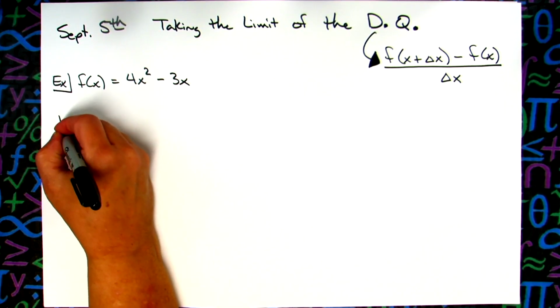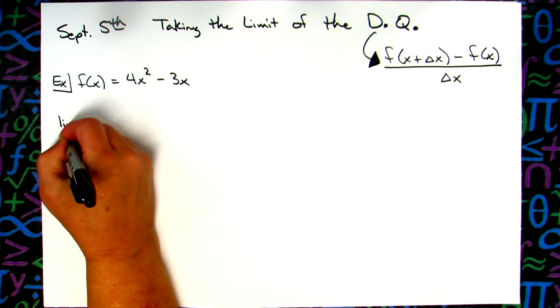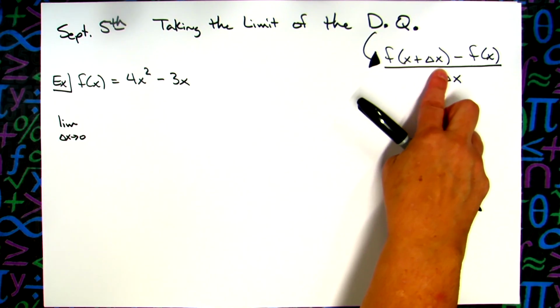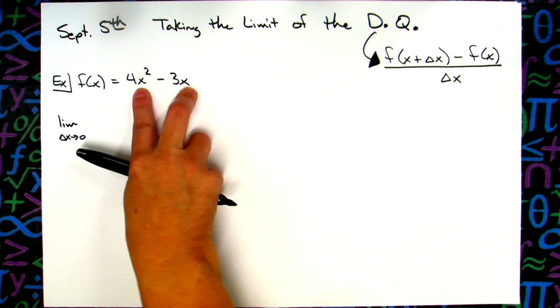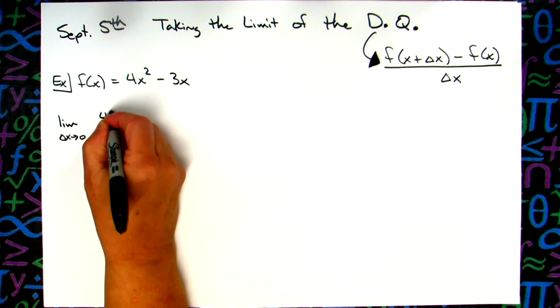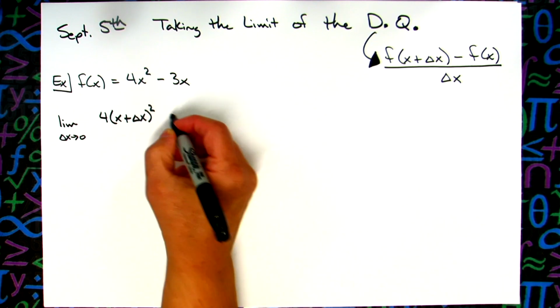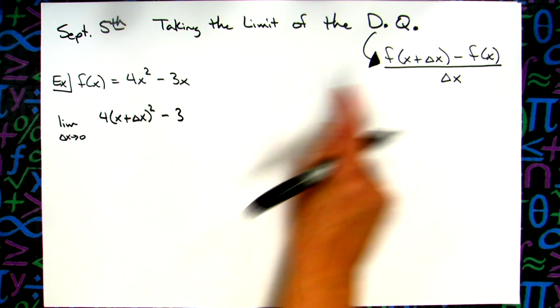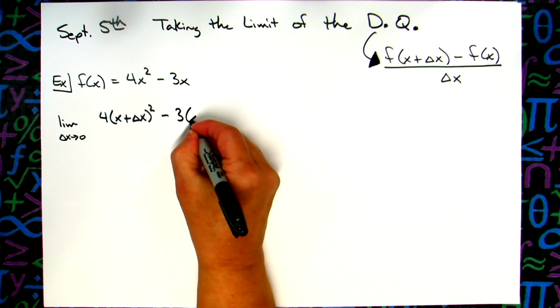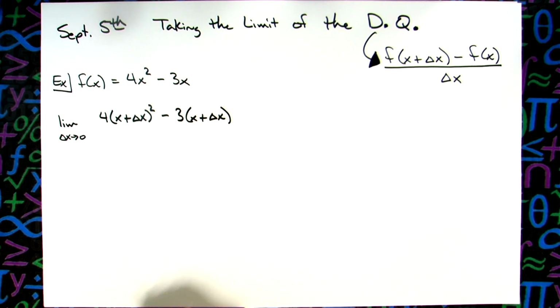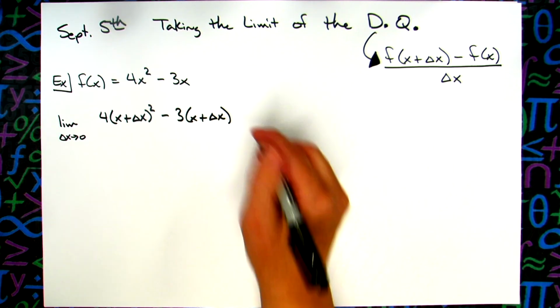So we're going to start with the limit as delta x approaches 0. Okay, so I'm going to follow this formula. I'm going to take x plus delta x and put it in both of those places. So we'll have a 4 and then x plus delta x, quantity squared, minus 3, plug it in again. So x plus delta x. All right, and then minus the function itself.